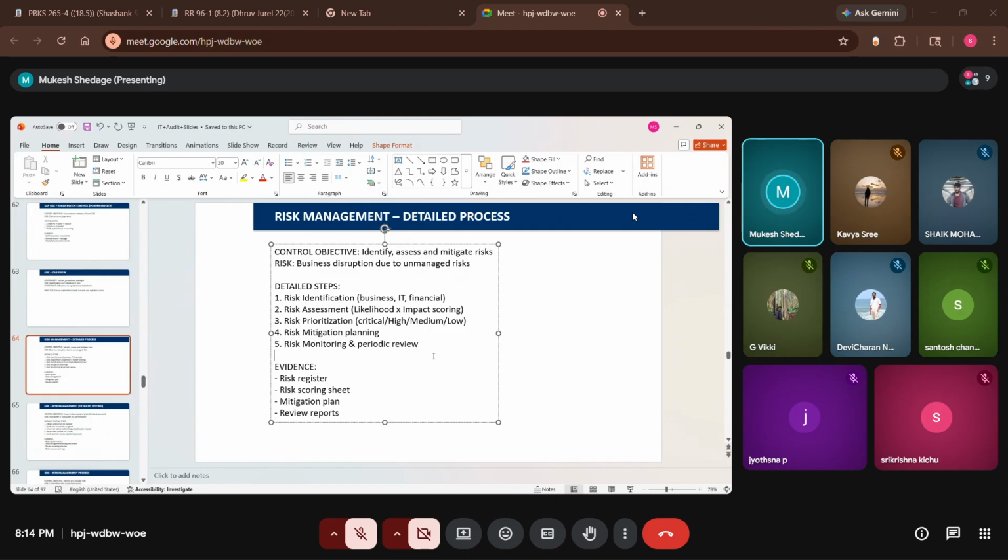We need to collect the evidence. And what is the evidence? Risk register, risk scoring sheet covering impact, the mitigation plan that the organization has, and their periodic review report. These are the four evidences which we need to collect to assess the risk assessment plan of the organization. Got it? Any doubt? Any doubt, guys?